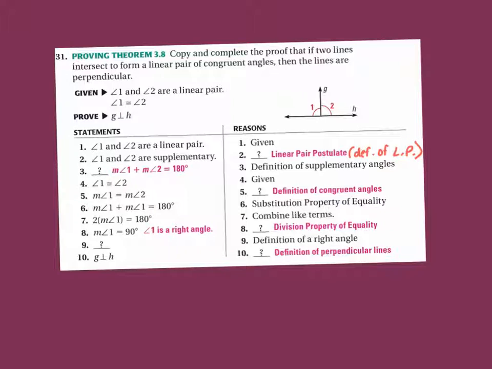Number 7 is 2 times the measure of angle 1 equals 180. That's combining like terms. You can also say simplifying. I would have taken either one, but that time it was given to you. Number 8, I'm going from 2 times the measure of angle 1 equals 180 to measure of angle 1 equals 90. That's division property. Then I'm going from 90 to something involving a right angle. You've replaced 90 with a right angle, which is the definition of the right angle. And then if it's a right angle, then they're perpendicular, and that's the definition of perpendicular.